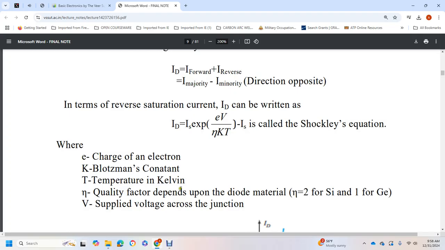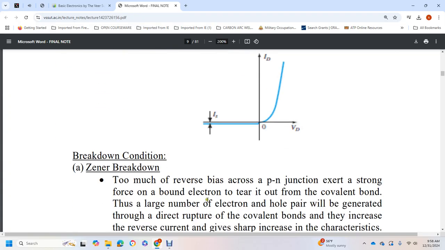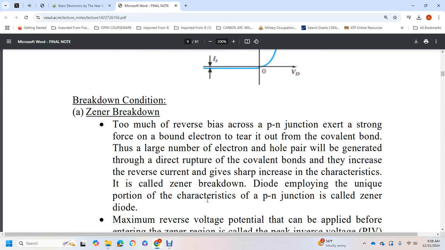N is the quality factor, depending upon the diode material, and V is the supplied voltage across the junction. Breakdown condition one: the Zener breakdown.